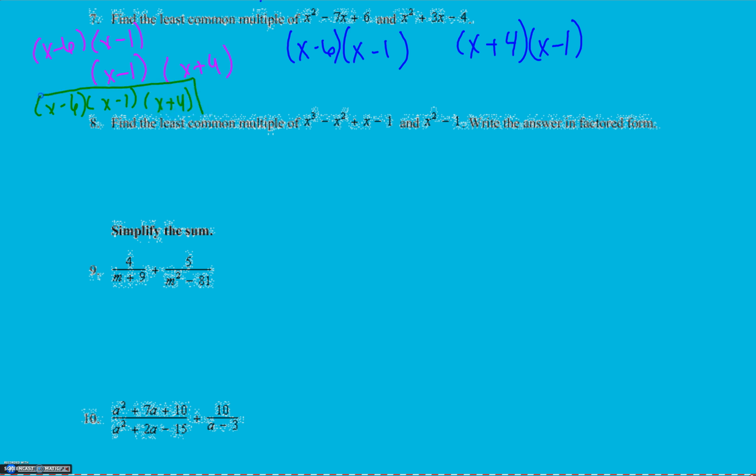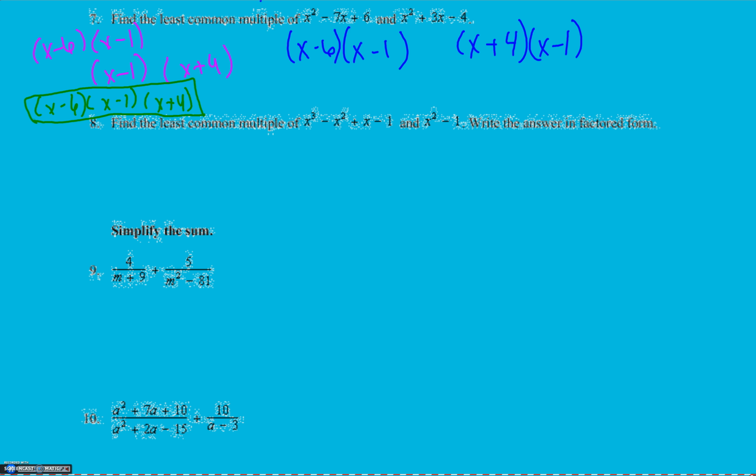Guys, when we find least common multiple, what we're really finding is our least common denominator. So if those were our denominators, what would our common denominator be? Your least common denominator is your least common multiple of your denominators. Same idea here in number 8.